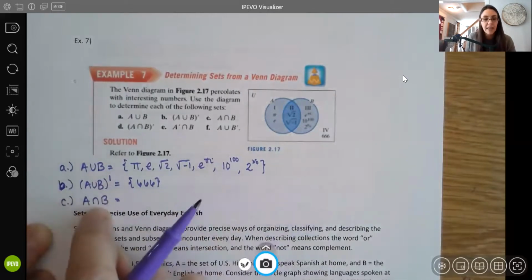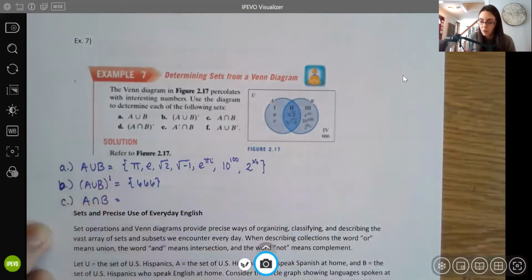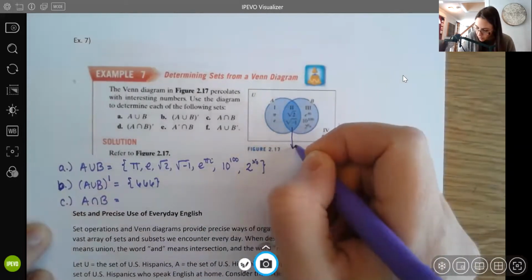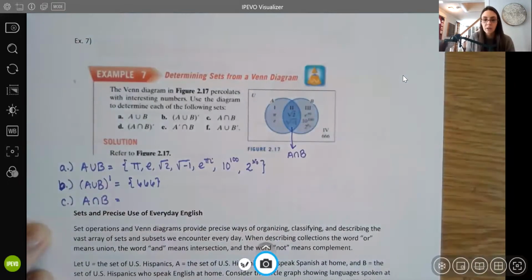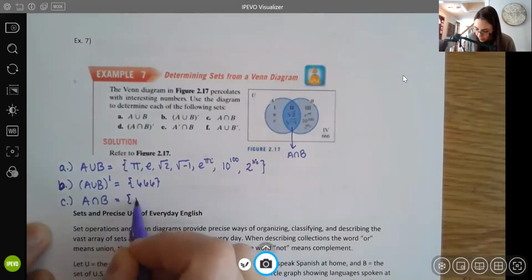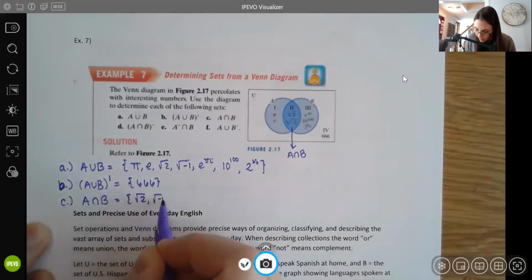So now I want A intersect B. So this is my overlapping region. So this is region 2 right here. This is your A intersect B. Okay, it's that overlapping region. So what I have there in common is root 2 and root negative 1.